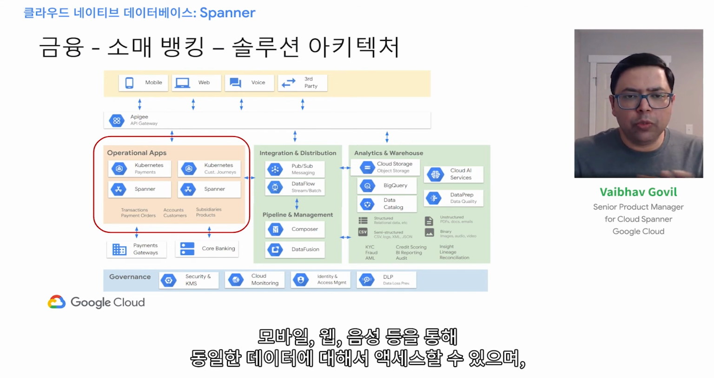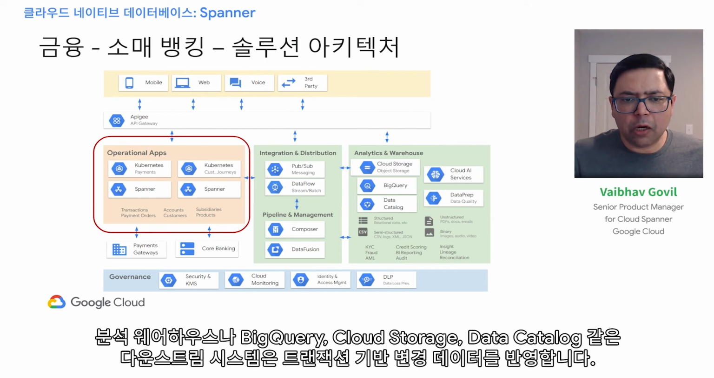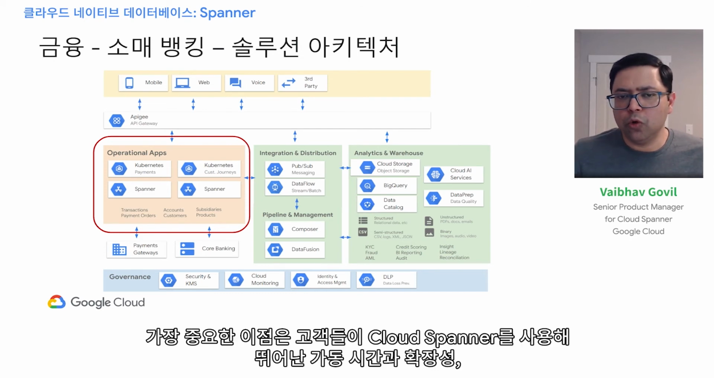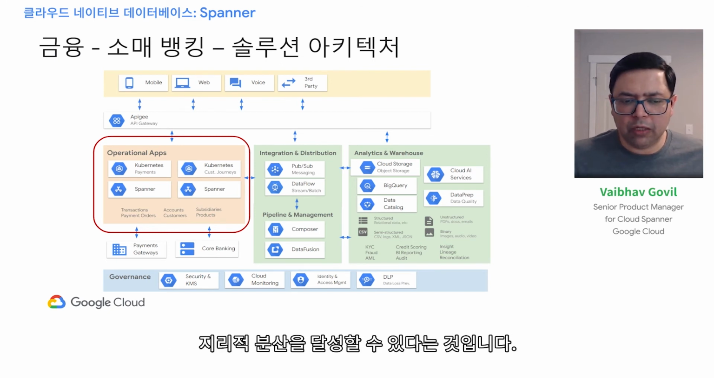You can see the omni-channel access to that same data via mobile, web, voice, and everything. And then you can see downstream systems getting the data based on the transactions which are happening, like analytical warehouses and everything, like BigQuery, Cloud Storage, Data Catalog, getting updated as the data is changing. So all this is enabled through multiple integrations which Spanner provides, but the core value prop is that high uptime, that scalability, that geographical presence, which customers are able to achieve by using Spanner.